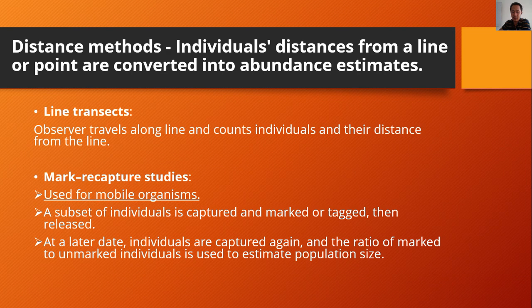A subset of individuals is captured, marked or tagged, and then released. This is commonly seen on Discovery Channel, especially when they capture a tortoise or a family of turtles in the ocean and place a tag on the animal. At a later date, individuals are captured again, and the ratio of marked to unmarked individuals is used to estimate the population size.